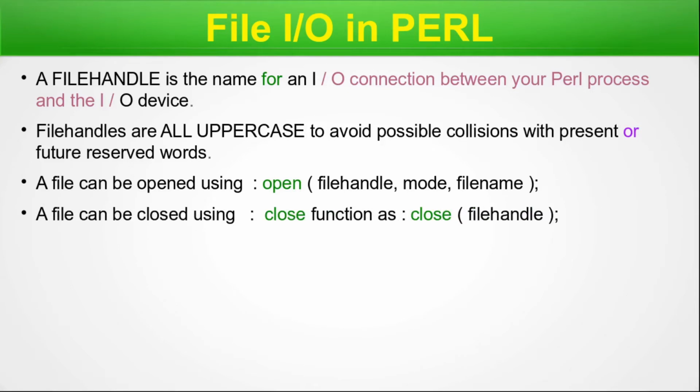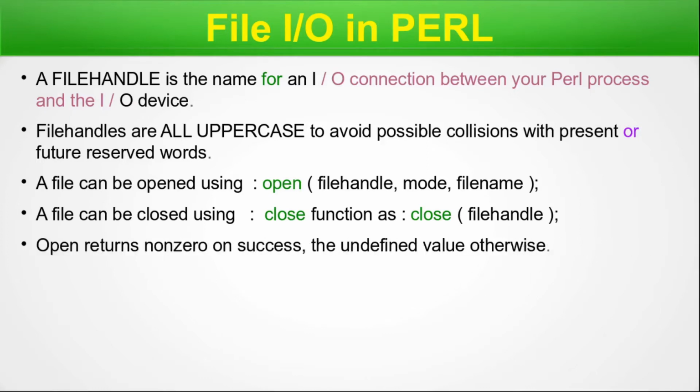Next, a file can be closed using the close command. Within the argument, only the file handle will be sufficient. It's a good practice to always use close to close the file handle, so that whatever memory or processes you have involved regarding this file writing are cleared once you exit the PERL script.